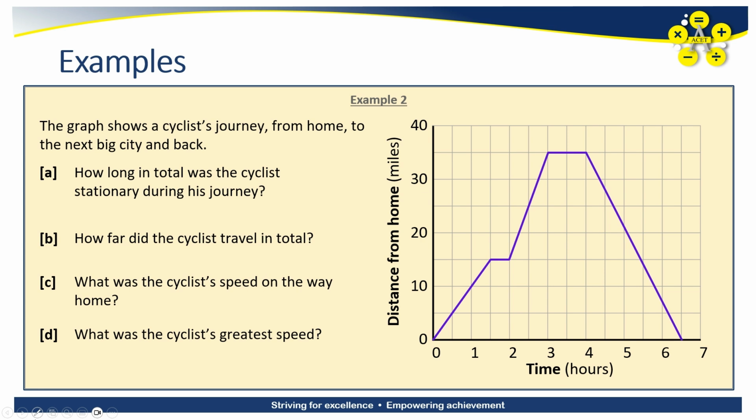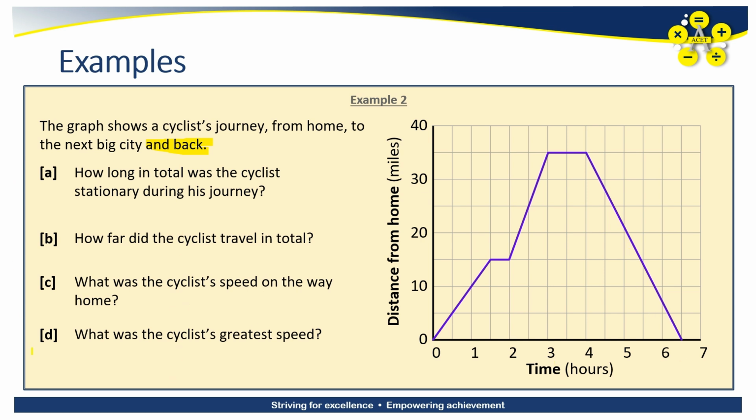Our second example then, I've already got a completed distance time graph. We've just got 4 questions here for us to work through. Now this graph is showing a cyclist's journey from home to the next big city and back, and that's really important to notice that and back. So we know that this distance isn't just going forwards, up, but we can also see that when we come back down to our x-axis, we're calculating the journey back again.